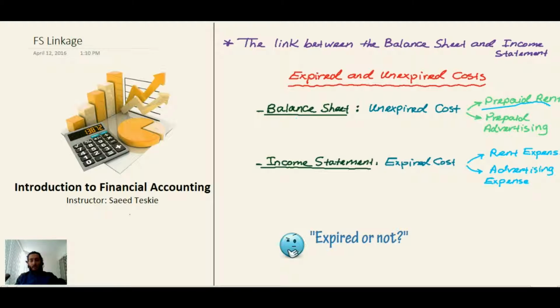So in the balance sheet we have the unexpired costs, but once these costs expired, we have used them, we move them to the income statement. So the income statement gives us the expired cost. For example, prepaid rent, once it expired, will become rent expense in the income statement.